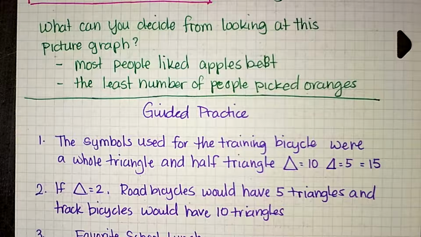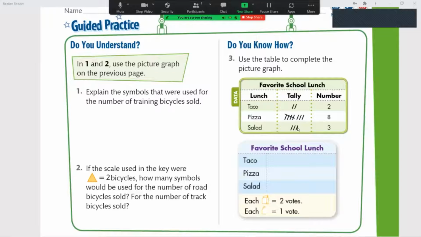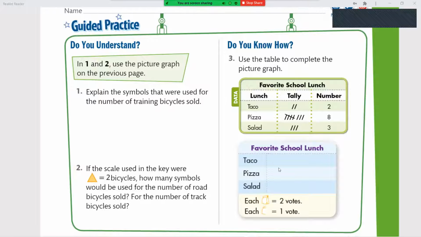And for number 3, it asked you to use the information from their data table. And I'll go back and share the screen with you for a moment so that you're able to see that information. We're going to use the information from this data table to fill in our picture graph. So we know that a taco got 2, pizza was 8, and salad was 3. And this was the favorite school lunches that were chosen by different students.